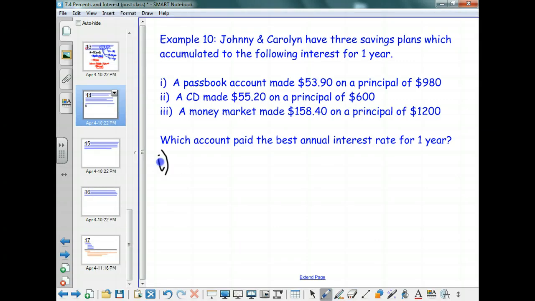All right, so the passbook account, it made $53.90. And we invested $980 for that to happen, right? So if you were to take the $53.90 and divide by $980, and then you would multiply by 100% to turn it into a percent, you would be able to find the percent that you made on your money in a given year. So we're going to divide $53.90 by $980, and then multiply by 100. What percent is this?